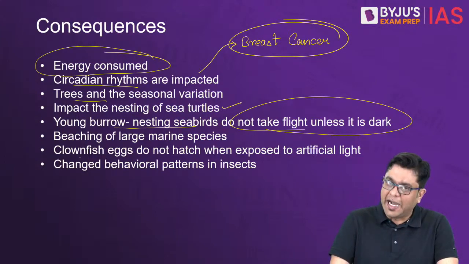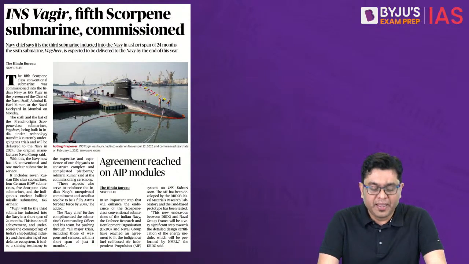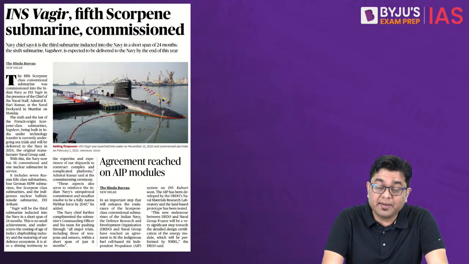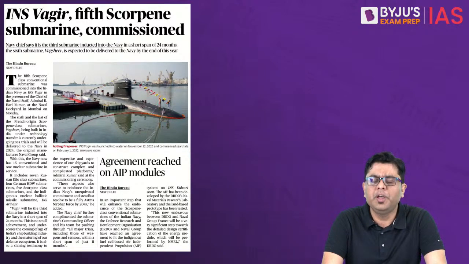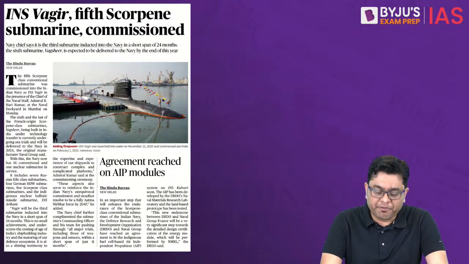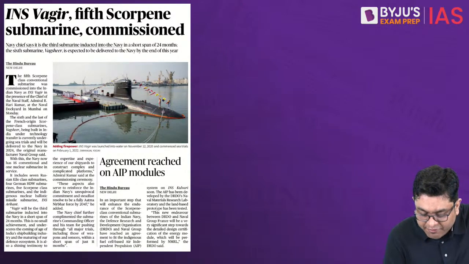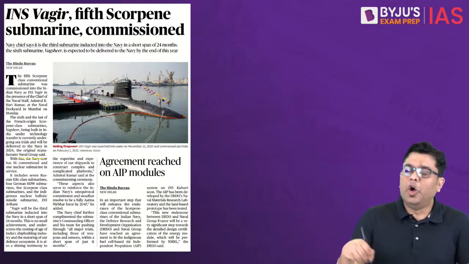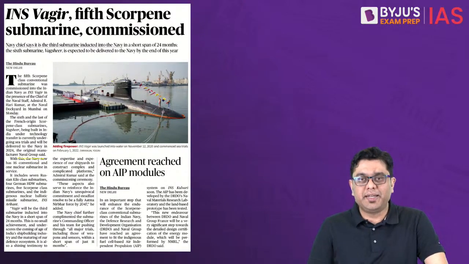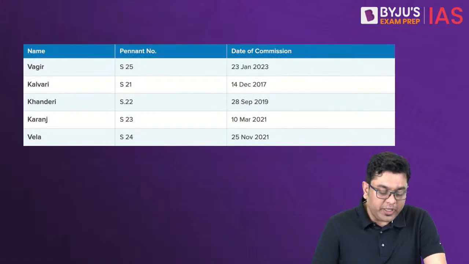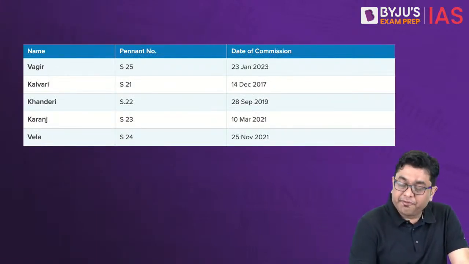Now, moving on to the last article, that is INS Vagir, the 5th Scorpene submarine that has been commissioned by the Indian Navy. This is a submarine which India has been making along with the French partner, that is the Naval Group. Along with that, India has been manufacturing these Scorpene submarines. Now here you will observe that it is the 5th one.